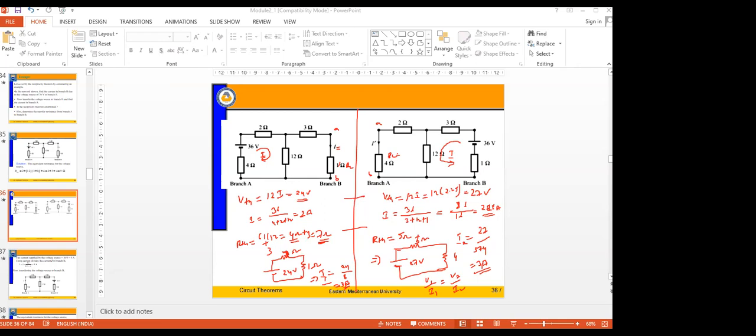Since it's a linear bilateral network, the ratio of excitation to response is not going to change. Am I clear with this example? Yes, sir. All linear networks are reciprocal, possessing the reciprocal property.